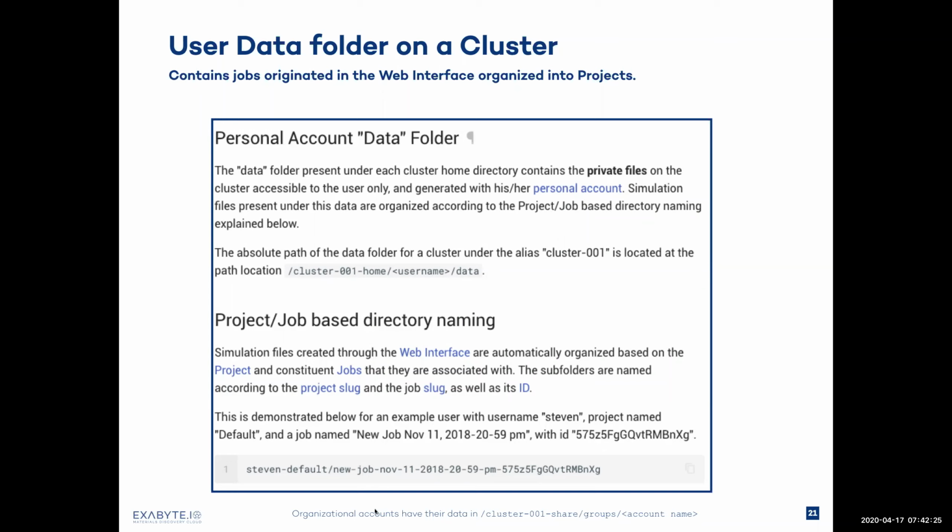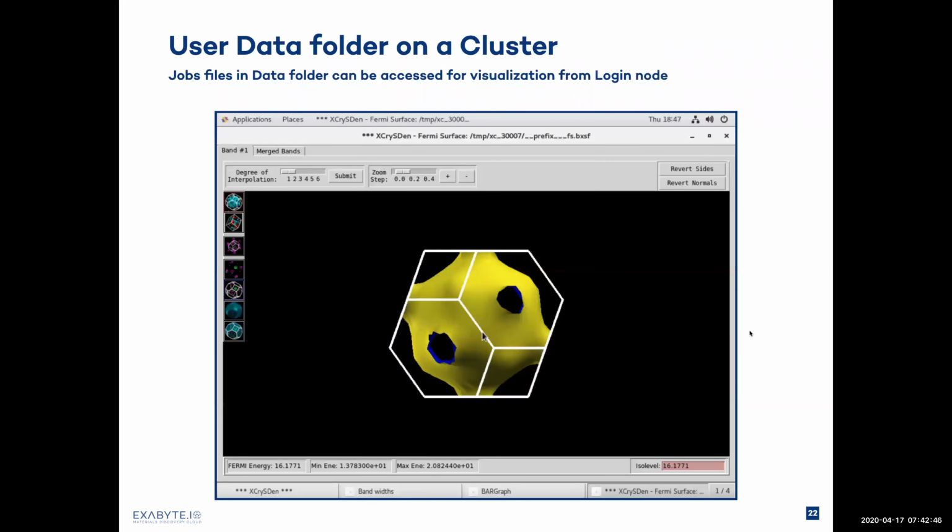For the organizational accounts, their corresponding data folders are present under the share groups folder. So if we work within the exabyte-io account, it will be under cluster-001, share/groups/exabyte-io. All right. What's important to understand is that all the data that is produced through the web interface can be accessed on command line and vice versa.